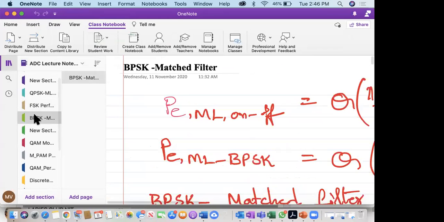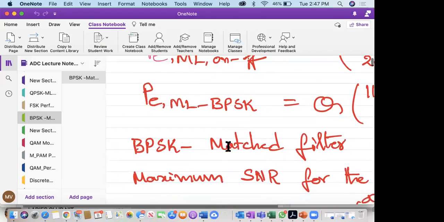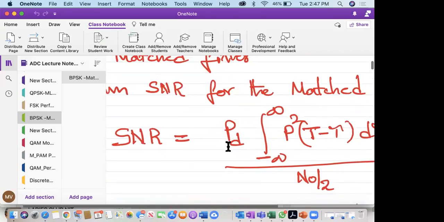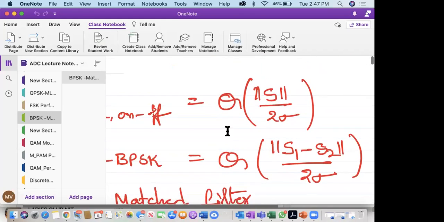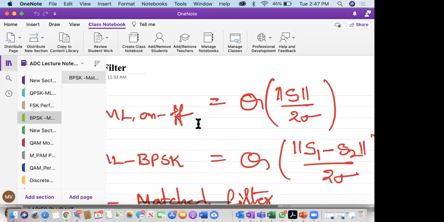I'm quickly reviewing what the probability of error derived for the BPSK case is. The probability of error of a BPSK case is Q of mod of S by 2 sigma. S means your transmitted signal distance. This is the probability of error for BPSK.